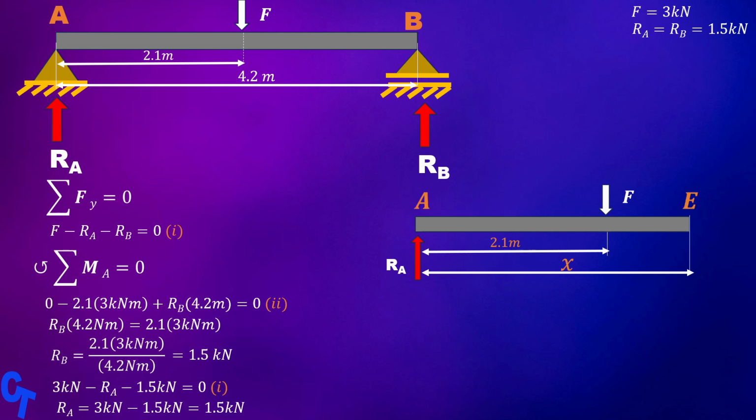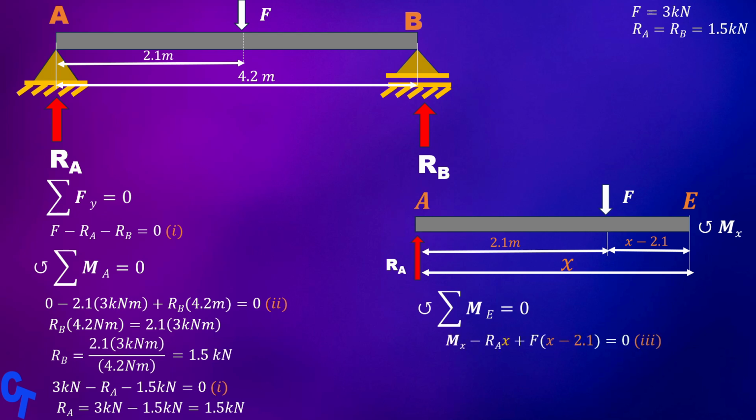We want to take moments about this point, and Vx is the downward deflection. The counterclockwise direction is my positive direction, and the sum of moments about this point should be 0 since the beam is static. The distance between E and F can be obtained by subtracting 2.1 from x. F is going to produce a positive moment and RA a negative moment, and remember to multiply the force by the distance between the 2 points. For F it is x minus 2.1, and for RA it is x meters. Let's make M the subject of the formula.